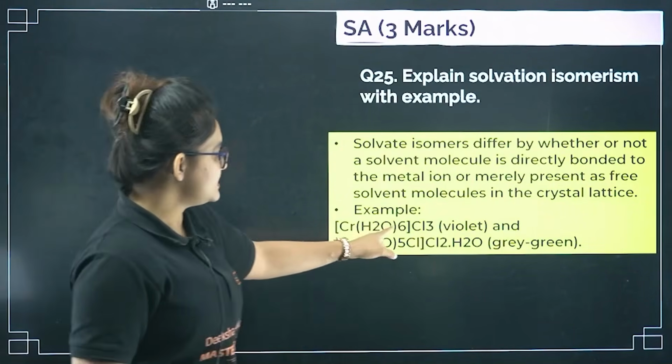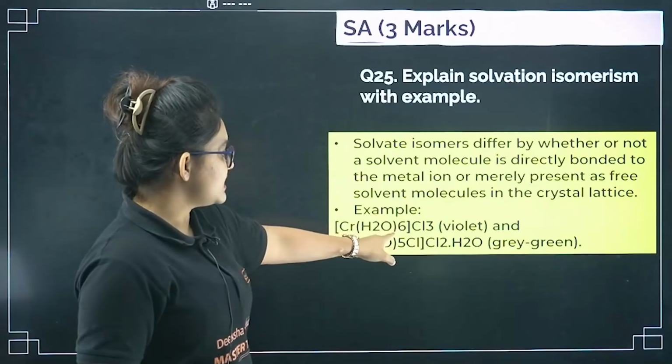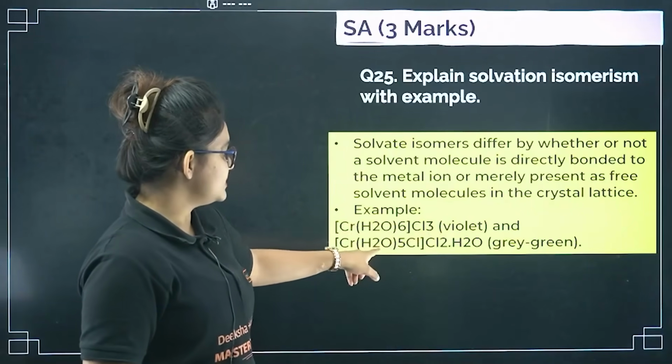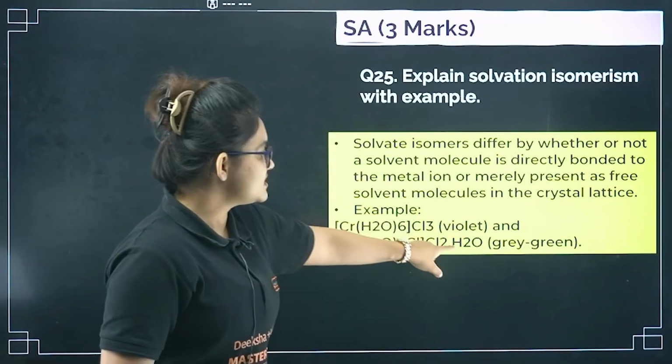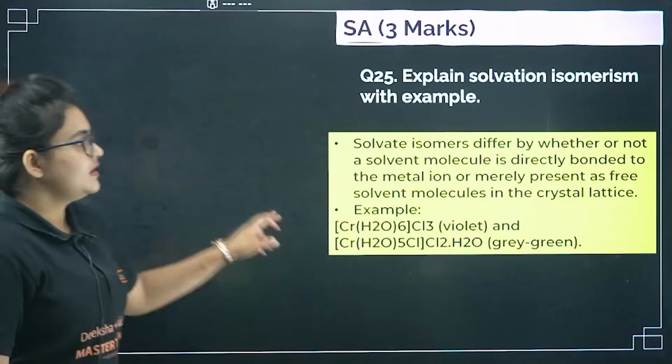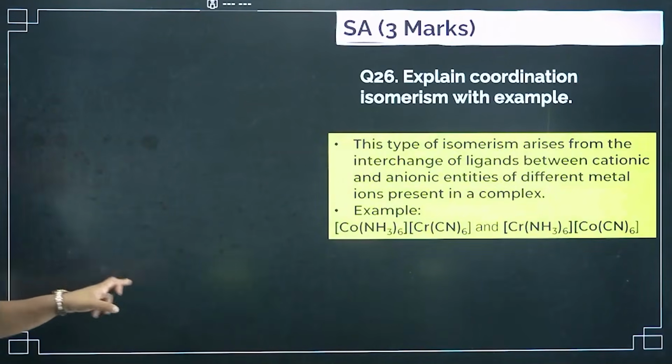Let's proceed. Solvation isomerism is about the number of water molecules present inside the coordination entity and outside. Here you can see all the 6 H2O are inside, this is violet, but for this case 1 H2O is outside, it is grey green. Okay, let's proceed.